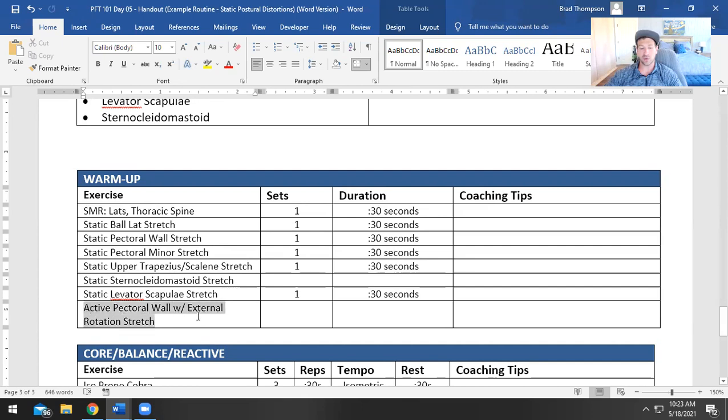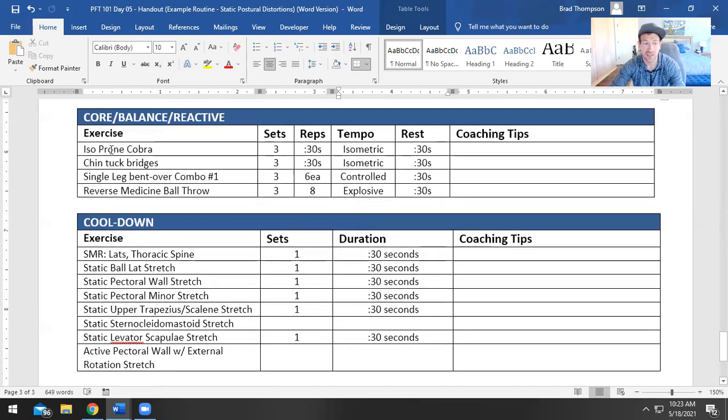And then you'll notice I threw one extra exercise in here, an active pectoral wall stretch with external rotation. What you're going to do is you go into a stretch here, you drive your arm back, and then just a little bit of external rotation with the arm. Love that exercise. That would be like 1 and then be like 8 to 10. So that's what that one would look like. That's a really good one.